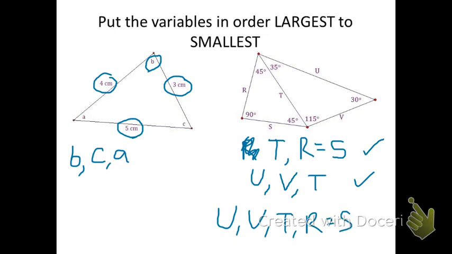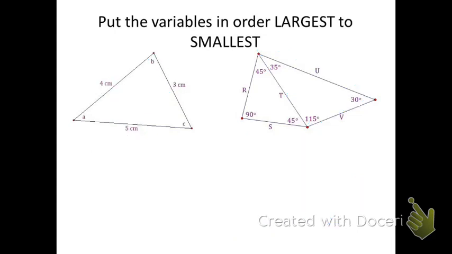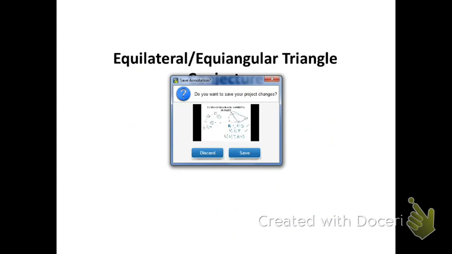Alright, but one thing you don't want to do is say that side U is the biggest side, and then side T is the second biggest side, because that's opposite the second biggest angle. The side-angle inequality conjecture only works when you're looking at one triangle, because you can have something like this.